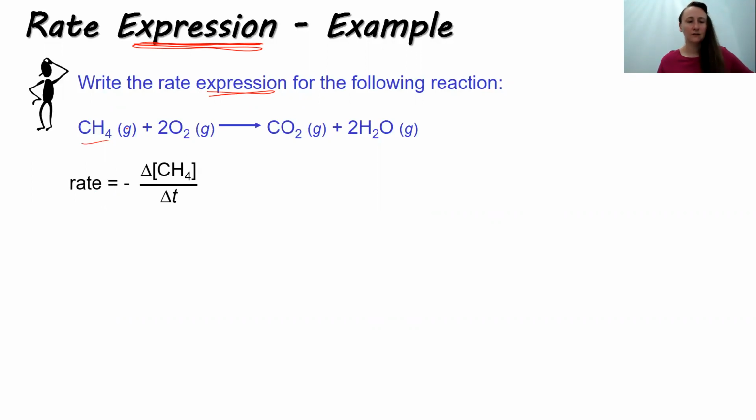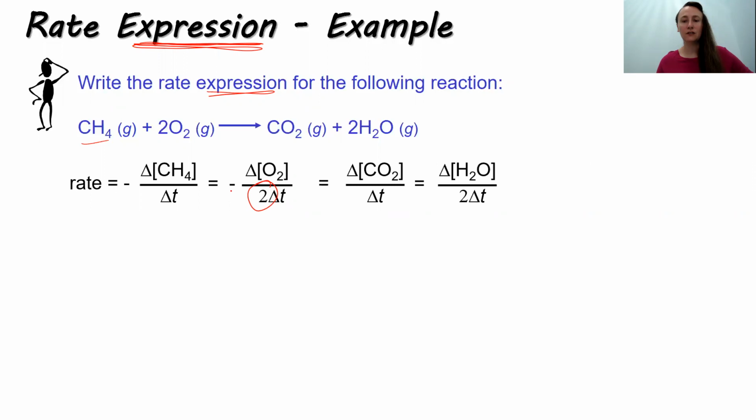All right, so the rate expression for this, the rate of reaction, is going to be our methane, the change in concentration of methane over the change in time with a negative. For oxygen, we have to remember that it has a 2. So be sure to throw that 2 down on the bottom, and it's still negative. And then we have the change in concentration of CO2 over the change in time, and that's equal to the change in concentration of water over the change in time, again divided by 2.